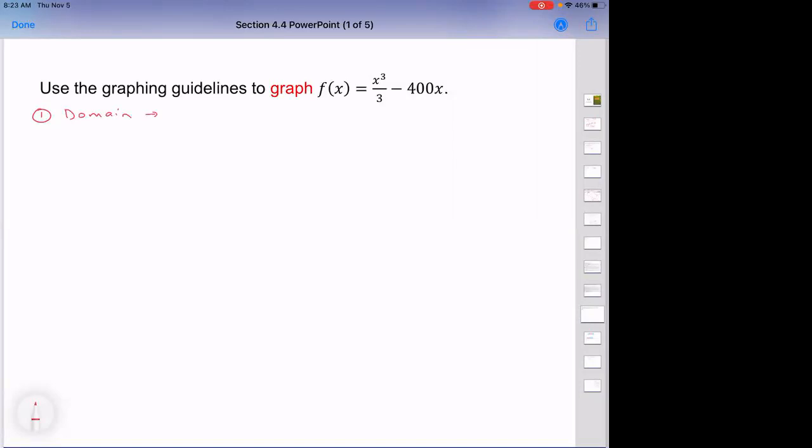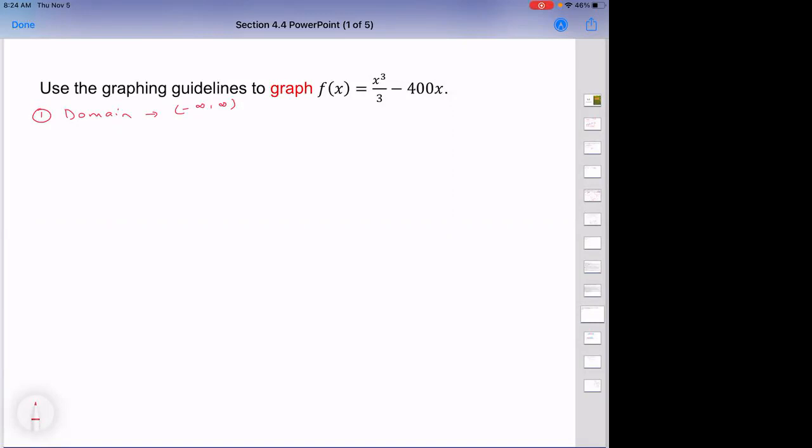So number one, what is the domain of this function? What do you call this function? Is it a rational function, root function, polynomial function, trigonometric function? This is a polynomial function, isn't it? Okay. What's the domain of a polynomial function? All real numbers, negative infinity to positive infinity.